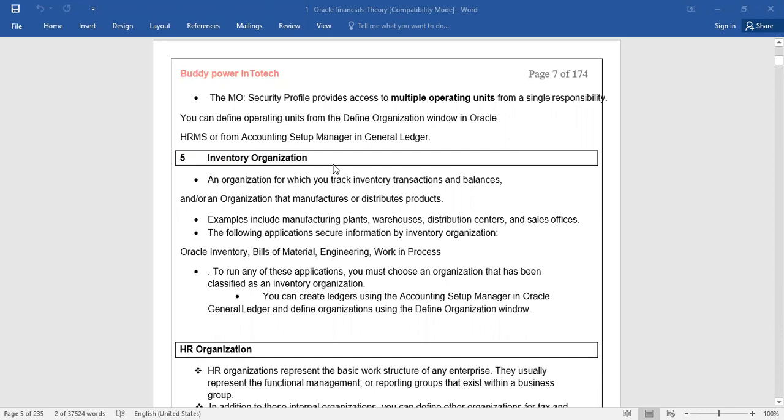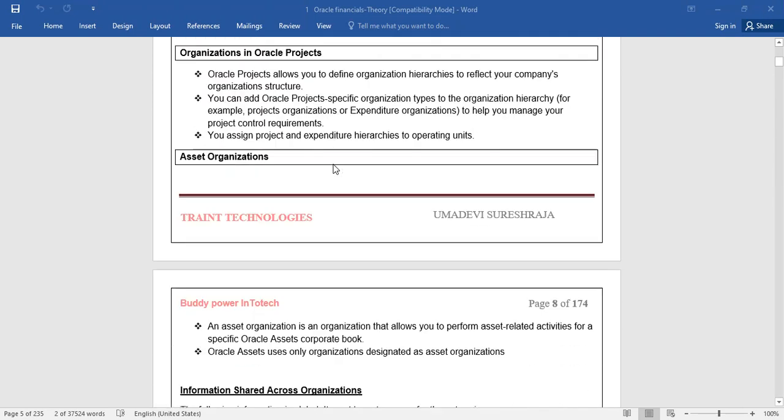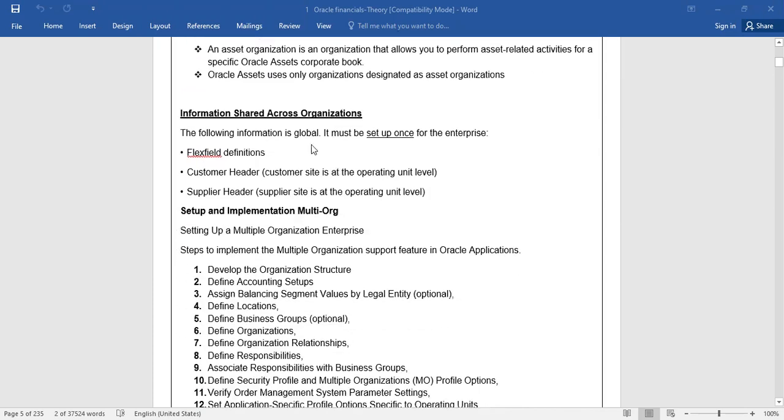Next is inventory organization. You will study in detail in the supply chain. HR organization, that is also a set. Okay, these are all general. So how does the information flow across organizations? Okay, once you set up the enterprise, the flex field definition. What is flex field? Combination of segments. Supplier header, customer header, everything at the operating unit level only.